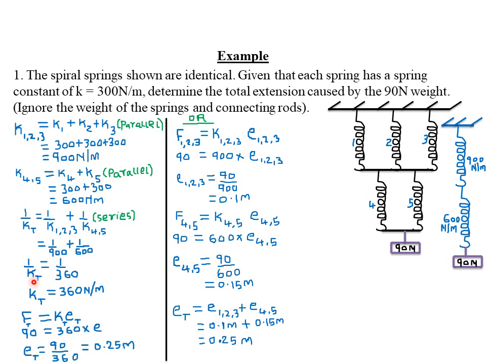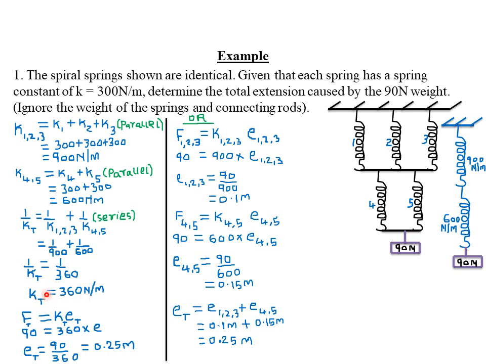So 1 over K total will be equal to 1 over 900 plus 1 over 600, and you'll obtain 1 over 360. If I take reciprocals on both sides, I'll find K total over 1 is equal to 360 over 1, but K total over 1 is just the same as K total, and 360 over 1 is just the same as 360. Alternatively, you can also cross multiply such that you'll have 360 times 1, which is 360, being equal to K total times 1, which is equal to K total. Therefore, K total is equal to 360 Newton per meter.